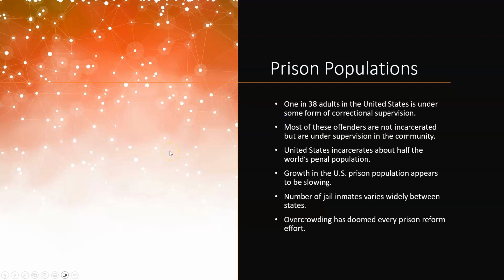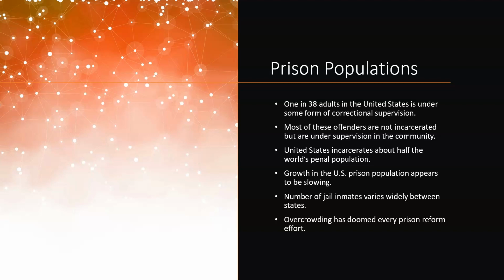Prison populations. This is kind of shocking if you read this. 1 in 38 adults in the United States is under some form of correctional supervision. Not sure how many people are enrolled in this class, but it's probably more than 38. And so you can imagine at least one of us is under some form of correctional supervision. That could be in custody or out. Most of these offenders are not incarcerated, but are under supervision in the community. So this is like probation, parole type of people.